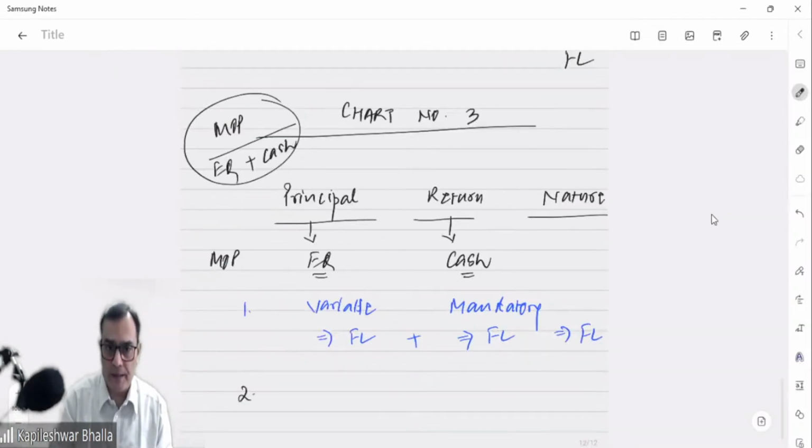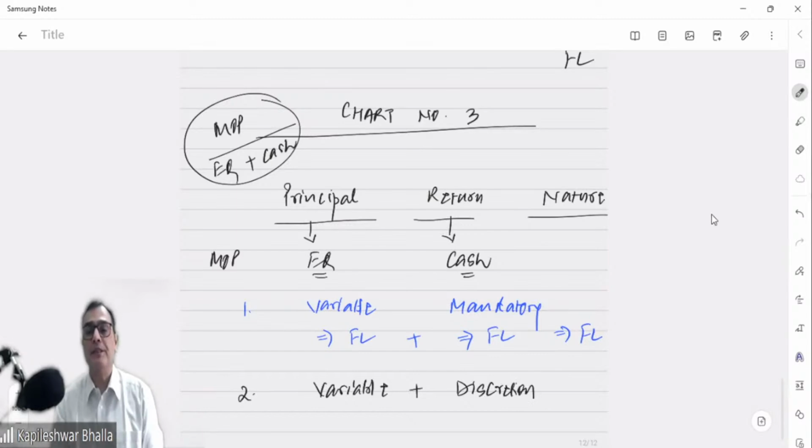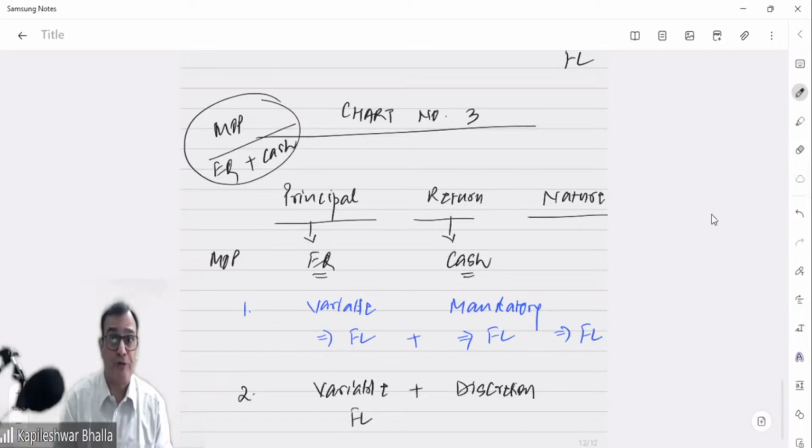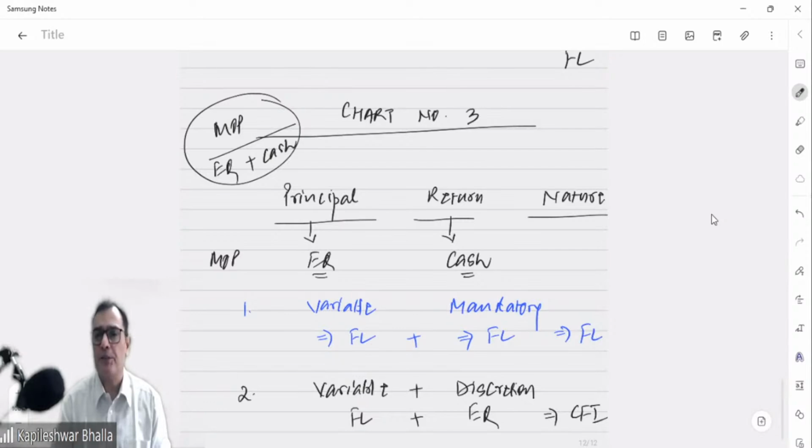Let's consider more combinations. Let's now consider that there is a variable number of equity shares followed by a discretionary return. The moment you say it is a variable number of equity shares, that component becomes a financial liability. And the moment you say it's discretionary, it gives rise to an equity component in the instrument. So now one component is FL, another component is equity. So you know that this is going to become a compound financial instrument. One of the components is variable, that's financial liability. Another component is discretionary, that makes it a compound financial instrument.